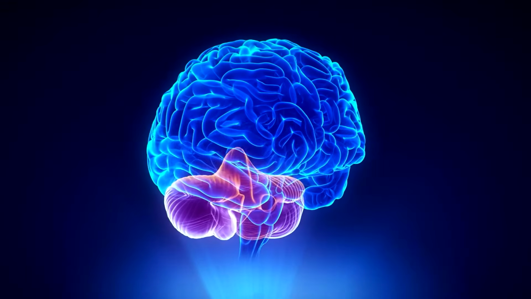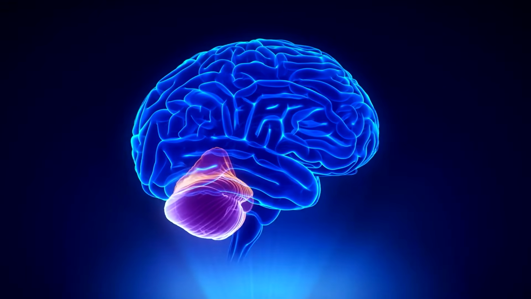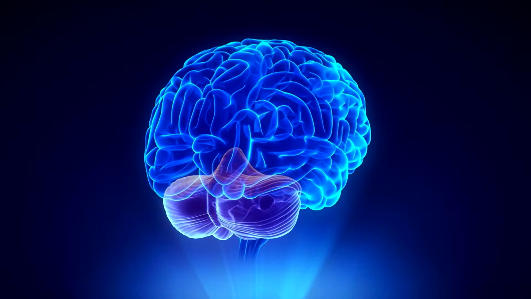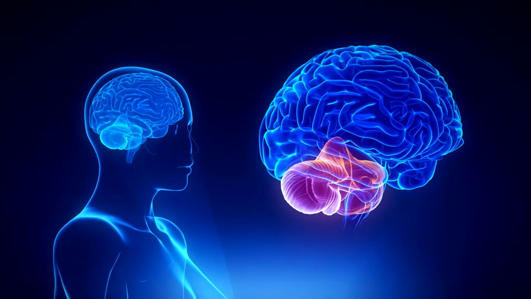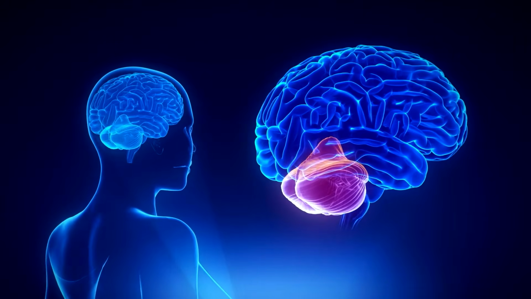Cerebellum. The cerebellum, often referred to as the little brain due to its appearance and size relative to the cerebrum, is an essential structure located underneath the occipital lobes of the cerebrum at the back of the brain.